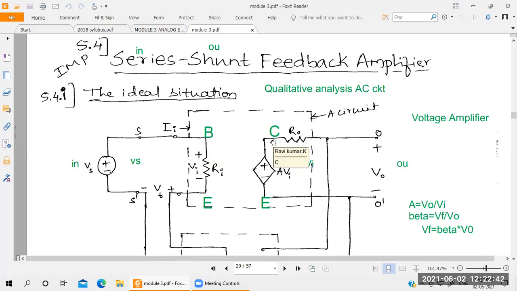For collector to emitter, we want to take the output side. Okay, collector means output, right? So for the output side, you take now V0. We want to write V0 here. So what is the input here? Vi. Okay, write the gain equation, V0 divided by Vi. Then V0 we take outside here. So what will we get here? A into Vi.